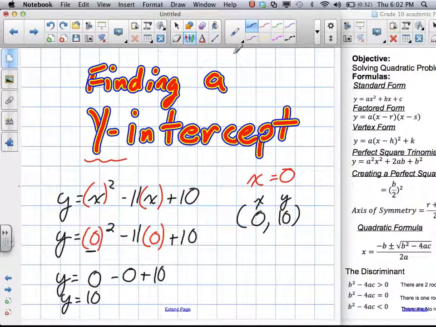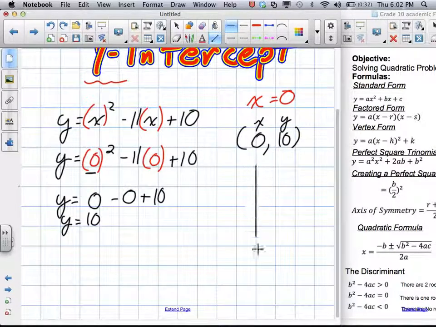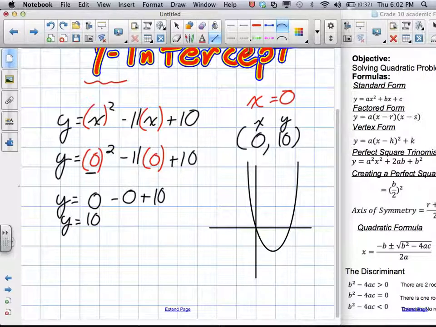And that's our y-intercept, which would be, when we go to graph it, that's when the parabola crosses. Oh, that was not a good example. Let's do a little better.